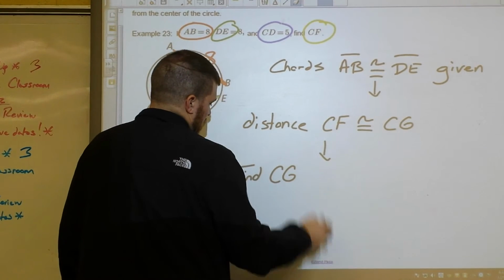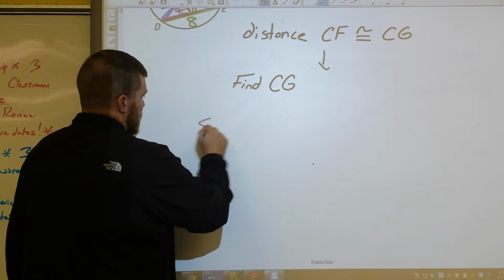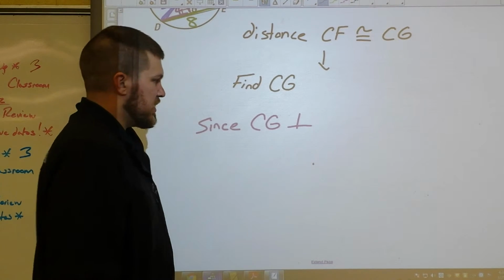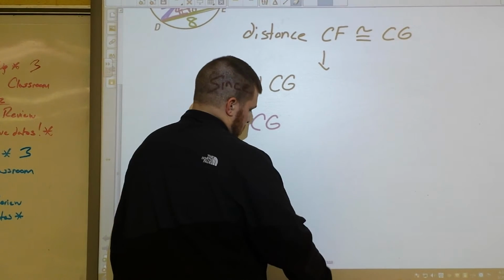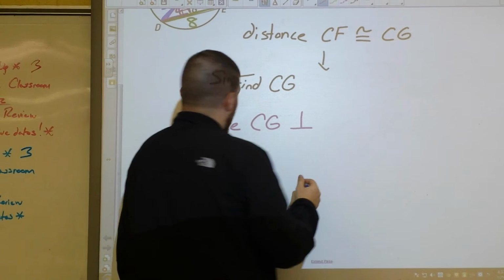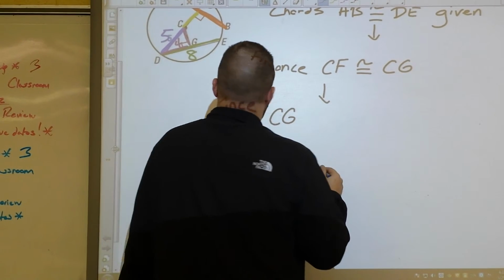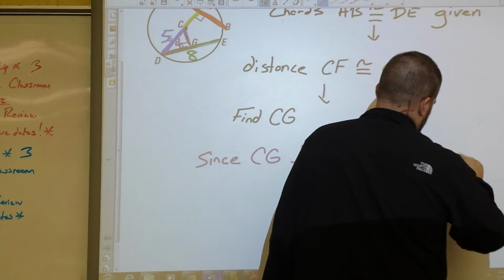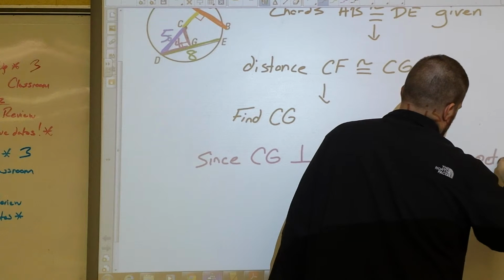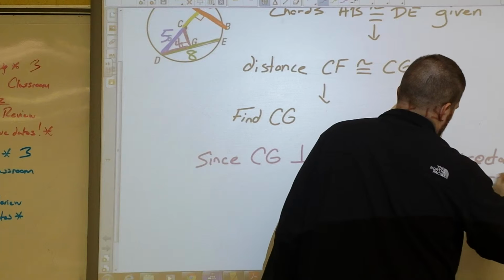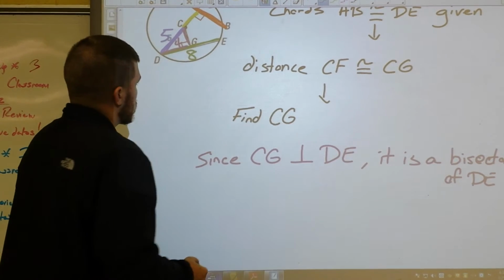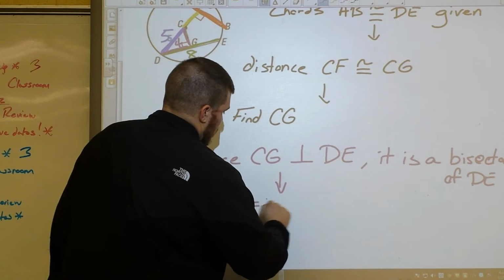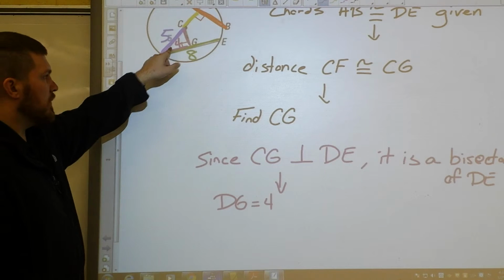So since CG is perpendicular, this upside down capital T, upside down capital T means perpendicular. Since CG is perpendicular to DE, it is a bisector. And what that means, based on the numbers, is that DG is equal to 4. And I'm putting that information on my picture.